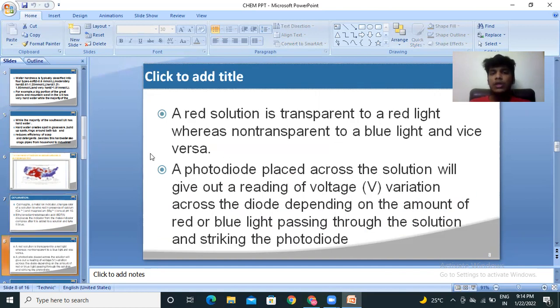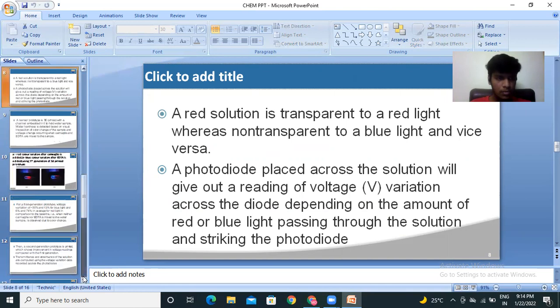A red solution is transparent to red light, whereas non-transparent to blue light, and vice versa. A photodiode placed across the solution will give a reading of voltage variation across the diode, depending on the amount of red or blue light passing through the solution and striking the photodiode.